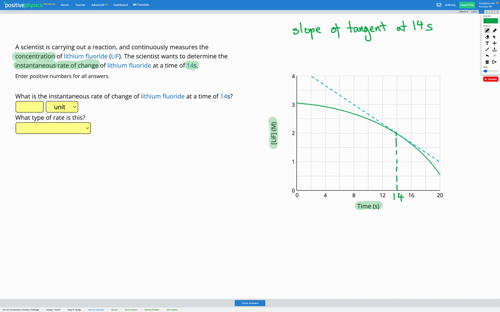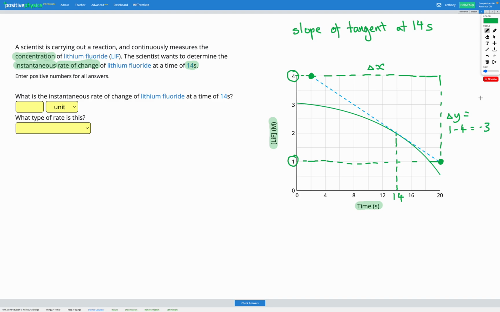Now this works exactly the same as one of the questions that we've done before. I like to draw on a triangle to find my slope. And I'm doing my change in y and my change in x. For my change in y, I'm starting off at 4 molar for my concentration. I'm ending up at 1 molar. So my change in y is going to be 1 minus 4, which is -3.